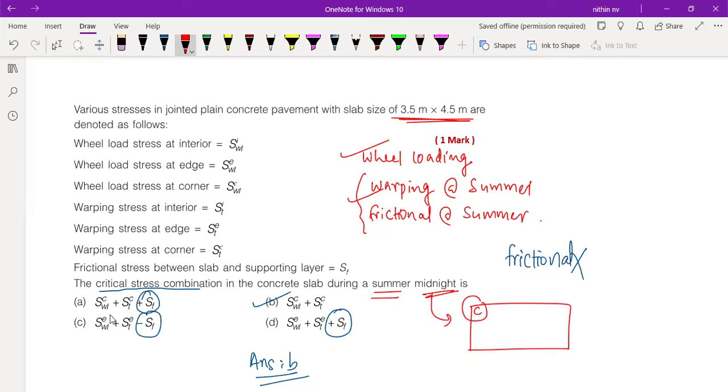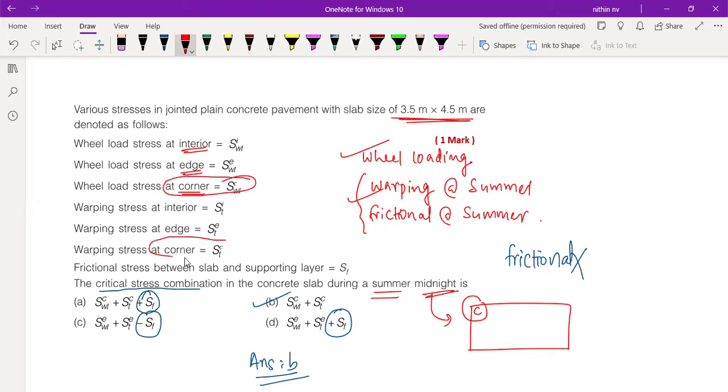Here you can see, if you're closely observing, somewhere they have given C, somewhere they have given E, which is nothing but E stands for edge, and I stands for interior. And this C here, I hope you are able to see it, stands for corner, right? So which value do we need to consider? The value which is at the corner. So this is one combination we need to take.